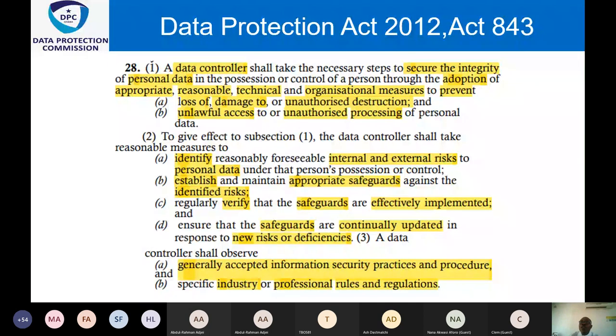Then section 2 talks about the fact that the data controller must also identify reasonable, foreseeable internal and external risk. What this section is talking about is, from time to time, you must engage the services of a cybersecurity professional to undertake penetration testing activities to identify your vulnerabilities and weaknesses and what steps to take to address them. You have to put in place the appropriate safeguards and make sure that you've implemented the appropriate systems to protect the patient data. You are also required to comply with generally accepted information practice and procedure. So this section alone talks about a serious IT security department or directorate in healthcare institutions.